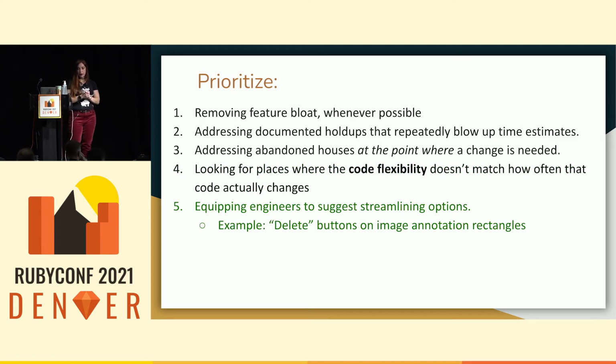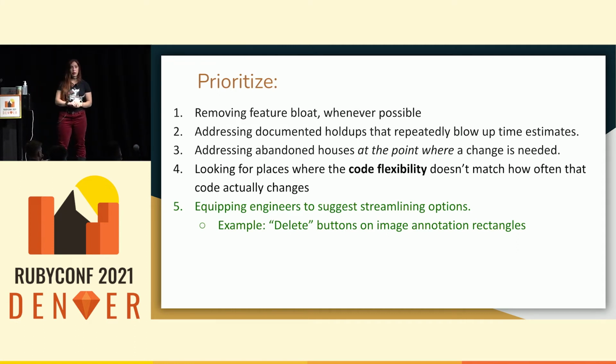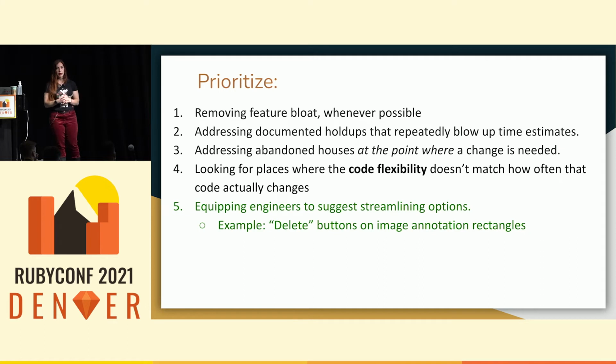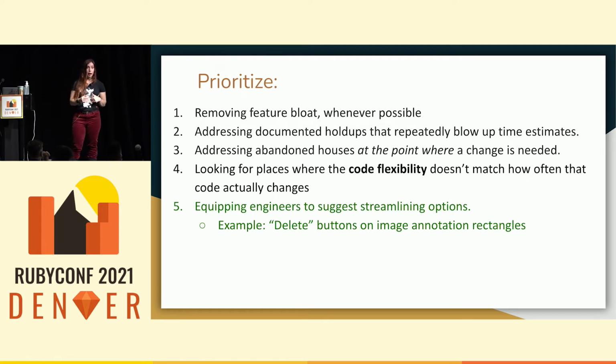And finally, equipping engineers to suggest streamlining options. Somebody mentioned this one inside of the other examples column on our Easy Retro. Essentially, being able to have a conversation with product about exactly what the feature needs to do and whether there might be a simpler way to do it compared to the given approach. The reason that this one is number 5 is that this one does tend to take a fair amount of upfront investment, not necessarily in the code itself, but in your relationship with product and the trust in that relationship.